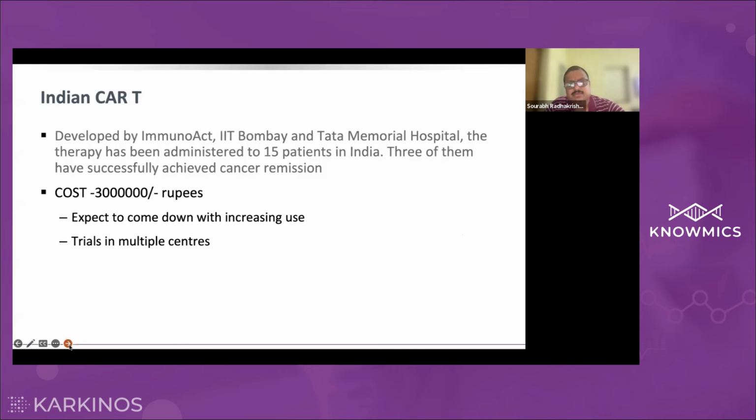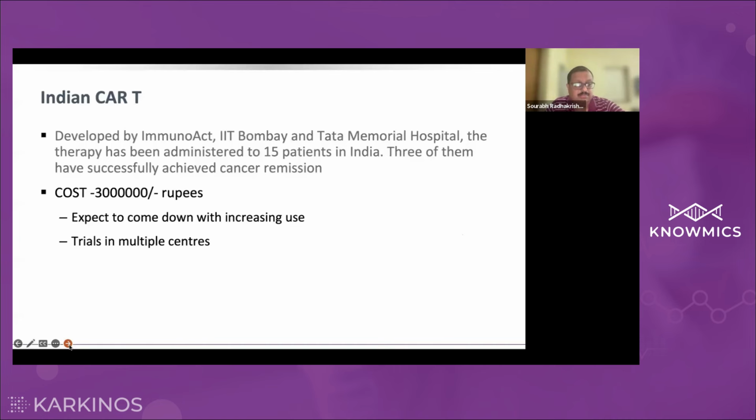In the initial data, when the paper was published, 3 of them had completed. All of these patients had multiple relapses and refractory disease, and 3 of them had achieved remission. Others were on the way to achieving remission. The cost of this is 30 lakhs. So it's still a high number, but it's nowhere close to the 3 to 3.5 crores which we are talking about for the US drug.